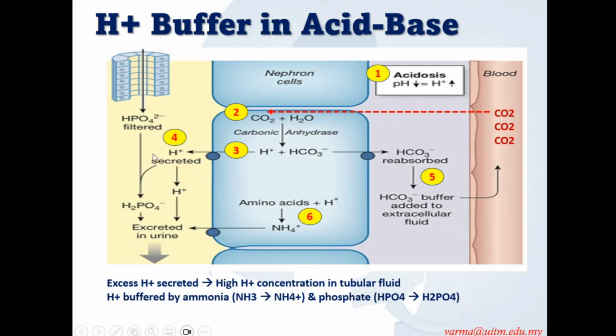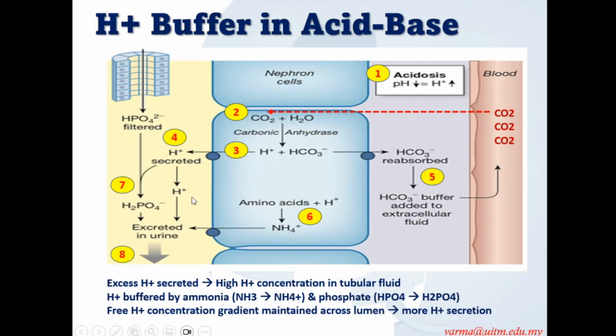By being buffered, there is no more free hydrogen ion in the tubular lumen. Thus, the concentration of free hydrogen ion is reduced, and more hydrogen can be pushed out. So that is the importance of buffers. The free H plus concentration gradient is maintained across the lumen, facilitating more hydrogen ion excretion. If they ask you about the role of the kidneys in acid-base balance, you have to merge all these things to talk about it.